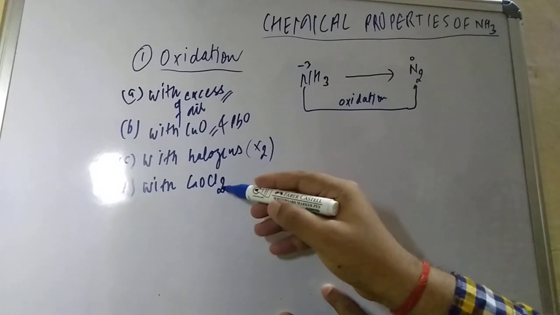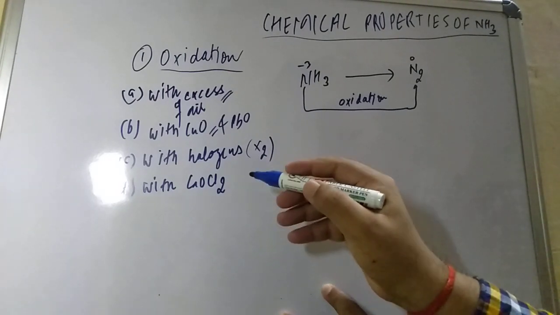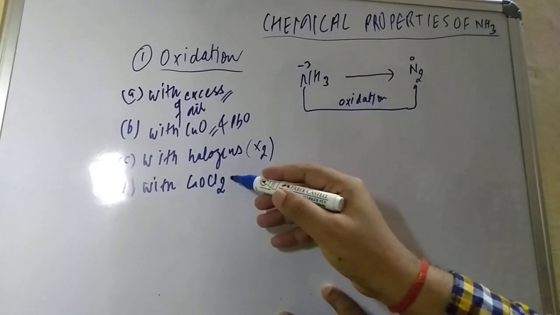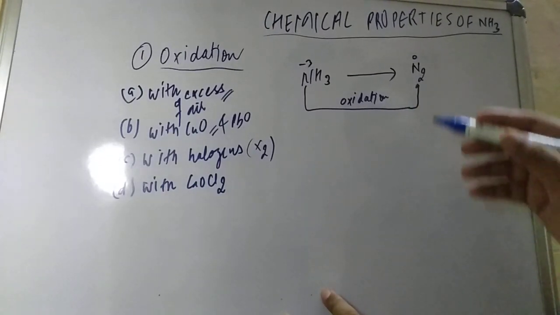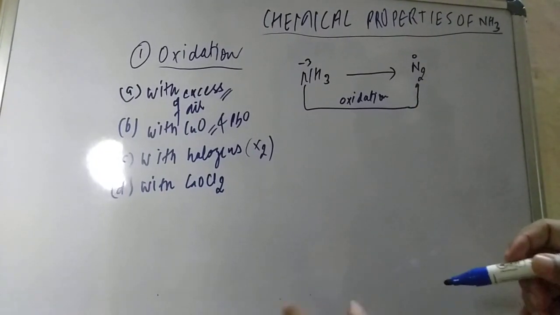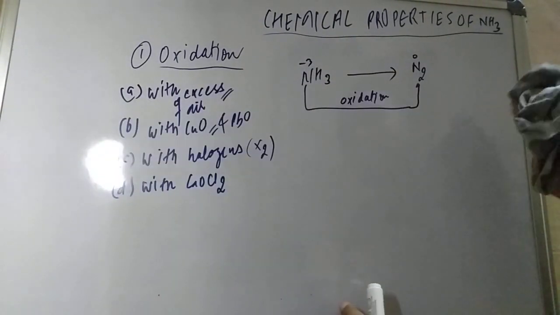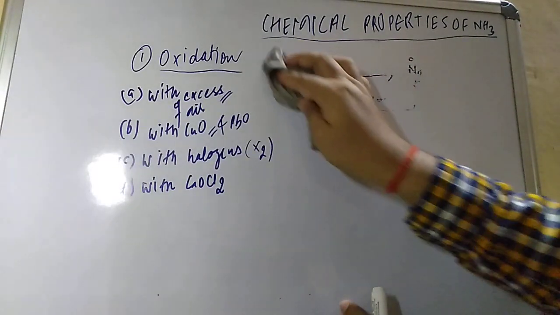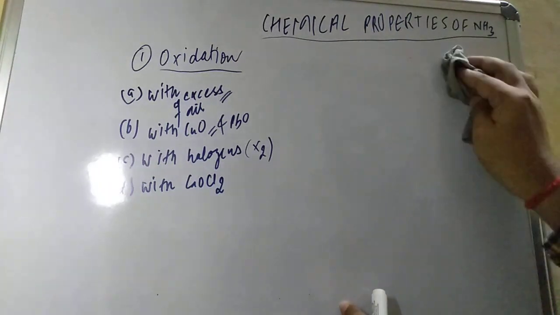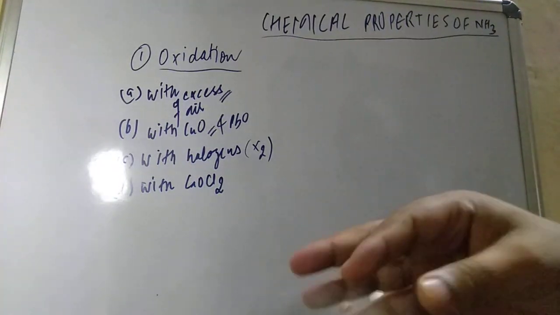With calcium CaOCl2, which is nothing but bleaching powder, again we will be able to get dinitrogen. This process is known as what? That is the oxidation of ammonia. Now let us move on, and one by one let us study these processes.